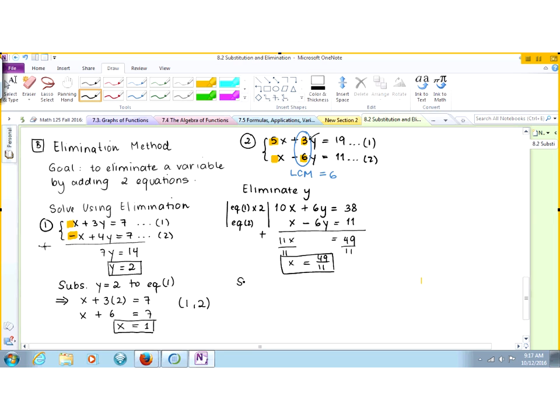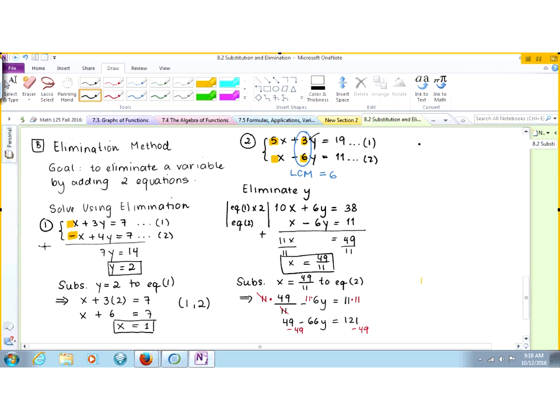Yes, we substitute. So substitute x is 49 over 11 to which equation? Equation 2. Okay. So you have 49 over 11, that is your x, minus 6y is equal to 11. Do you want to get rid of the fraction? Okay. How do we get rid of the fraction? Multiply by 11 each term. So 49 minus 66y is 121. And then what? Subtract 49 from both sides.